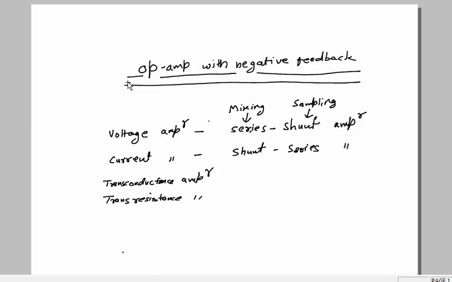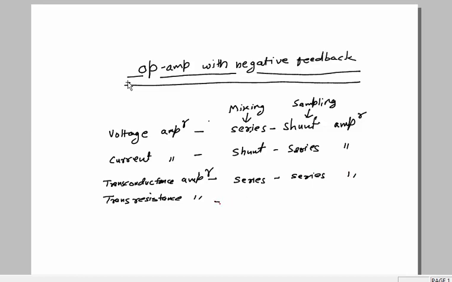Now transconductance amplifier. For a transconductance amplifier, input will be a voltage, output will be a current. So output by input, current by voltage, will give the conductance. Since it is output current versus input voltage, it's called a transconductance amplifier. For this mixing will be voltage, so there will be a series connection, but sampling will be a current, so that also will be a series connection. So another name is series series amplifier.